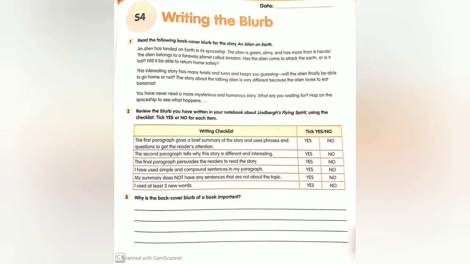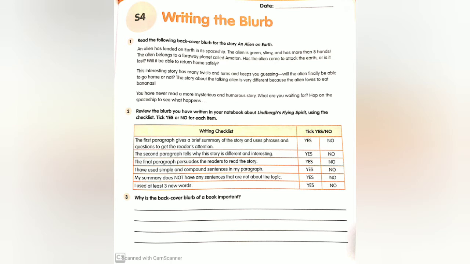Take out your worksheet, volume 3, to page number 23. This is a back cover summary or blurb of an alien story. Observe different parts of the blurb. Read the following back cover blurb for the story An Alien on Earth.